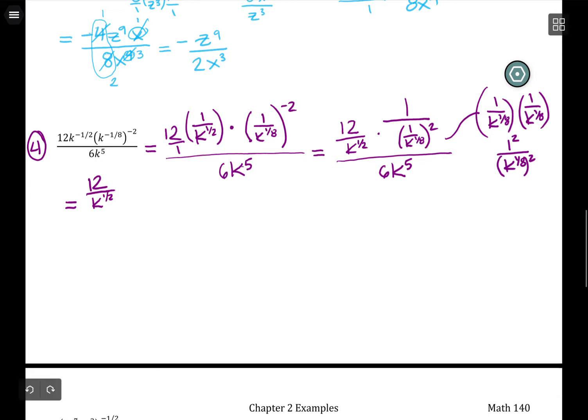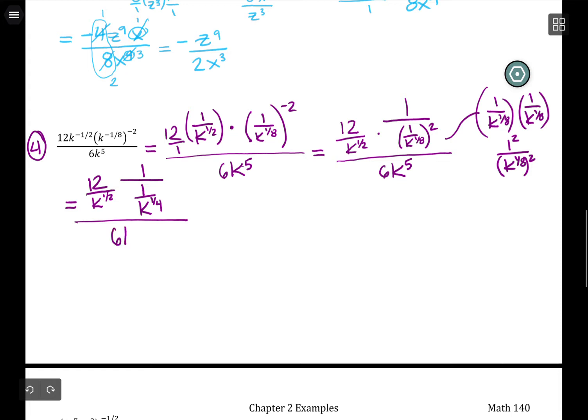Whichever way you're doing it, we still have the big 1 on the top, 1 in the top of the little fraction, and k to the 1/8 squared. Remember, for the bottom one, you'd multiply 1/8 by 2, so you'd get k to the 1/4. That 4 is not showing up. There we go.